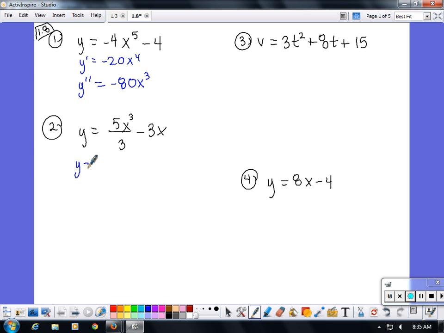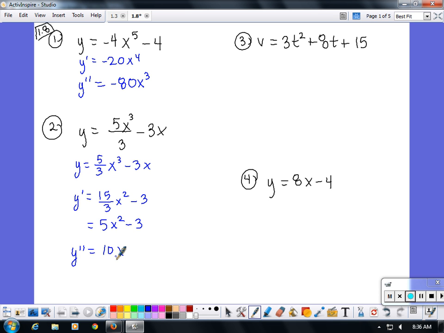Number 2. So let me rewrite y. Sometimes this helps to see it in this format. So y prime is 15 over 3 x squared minus 3. And you can reduce that down to 5 x squared minus 3. And then y double prime is 10x.